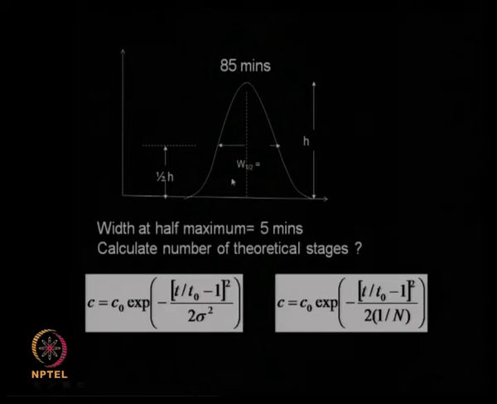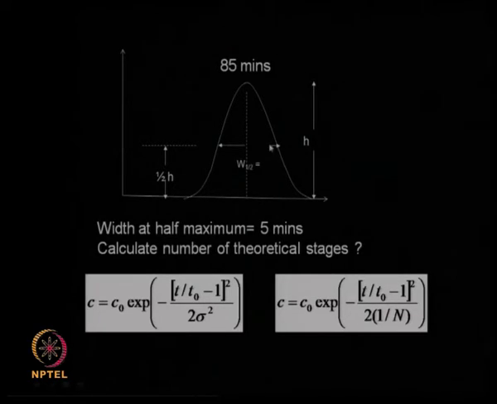T naught is known. Sigma we do not know, but then we can substitute sigma square is equal to 1 by n. So, by substituting this, if we know all these, we can calculate n. Now, C by C naught is half at these places. At this place C by C naught is 1, and this is 5 minutes. So, obviously this place is 85 plus 5 by 2, that is 87.5.